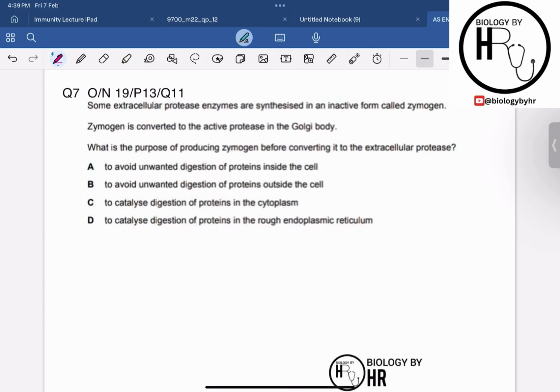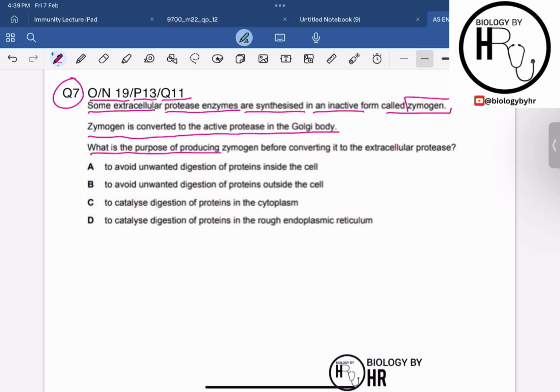Let's now move on to question 7. It is from October-November 19 paper 1-3 question 11. It says that some extracellular protease enzymes, which are the protein digesting enzymes, are synthesized in an inactive form called the zymogen. Zymogen is converted into the active proteases in the Golgi body. What is the purpose of producing zymogen before converting it into the extracellular proteases?